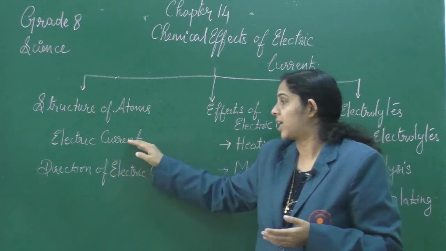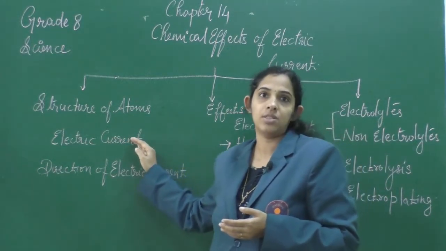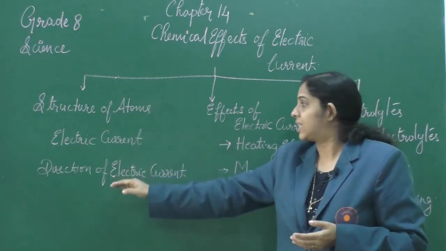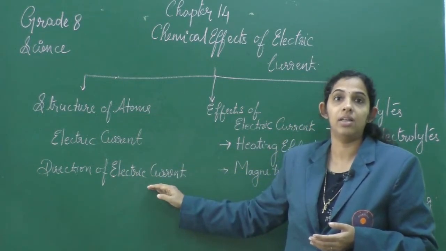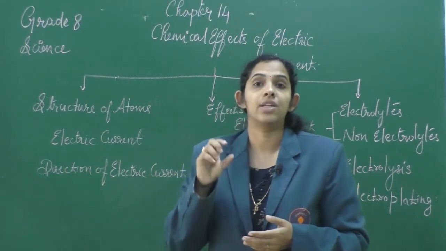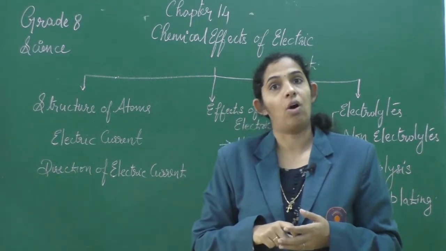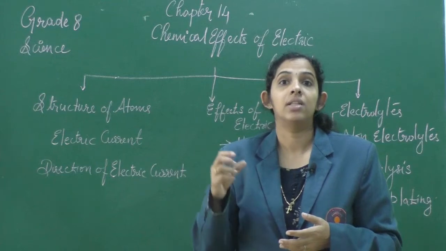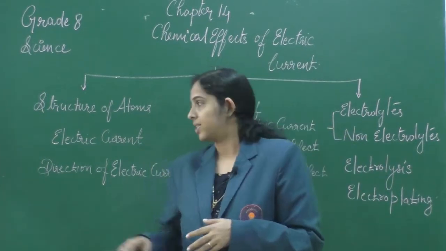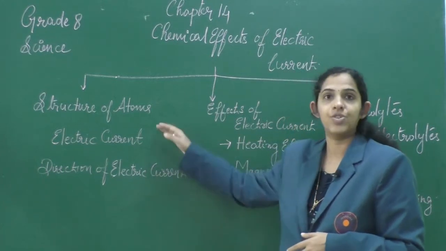Yes, so that is how we have defined electric current next to the structure of atoms. An electric current is caused by the flow of charges, or the flow of these electrons. The direction of electric current will always be opposite to the direction of flow of electrons, or it will always be the direction of flow of positive charges. So children, these are the fundamentals of electric current.